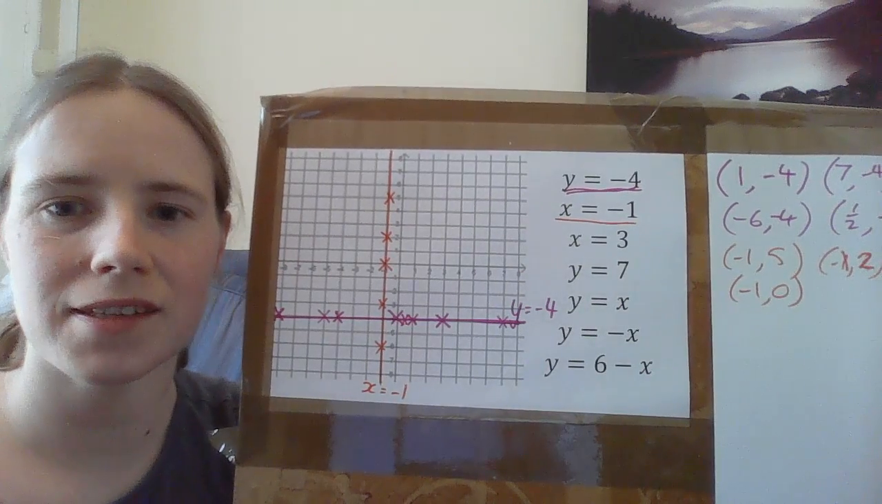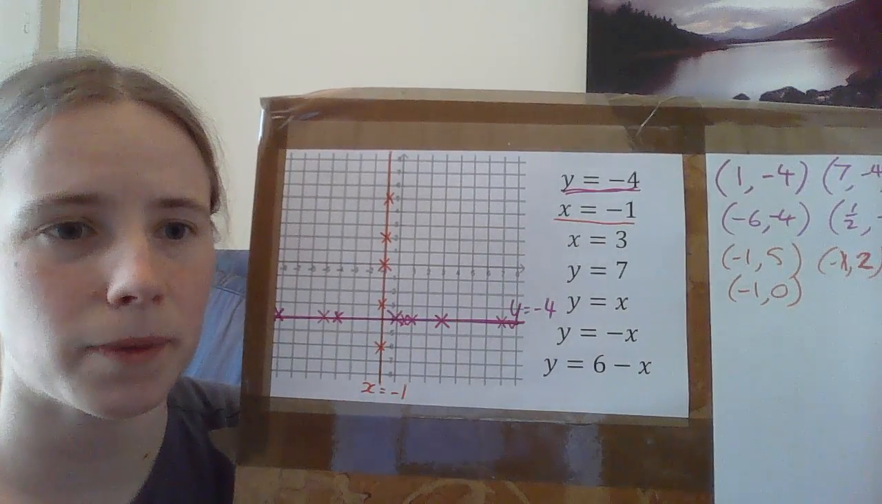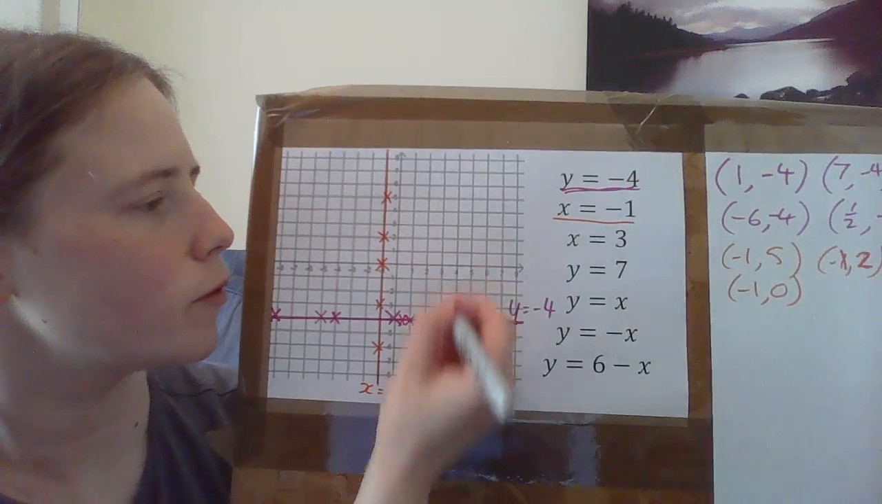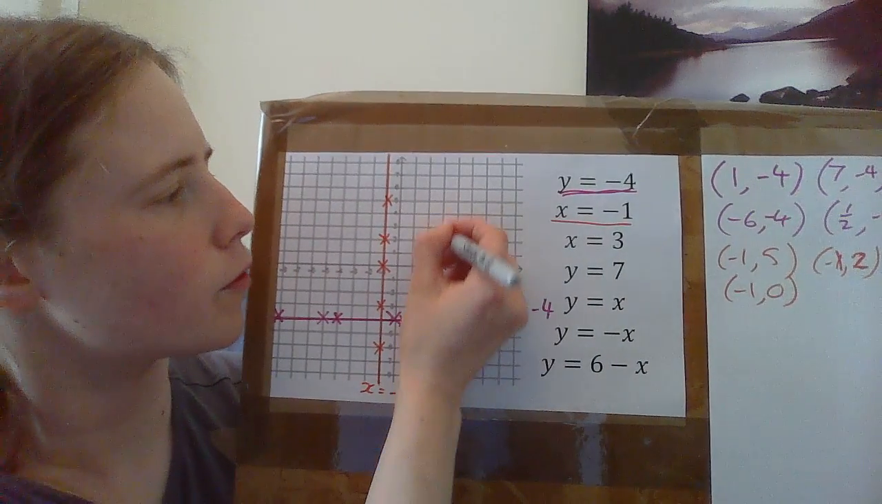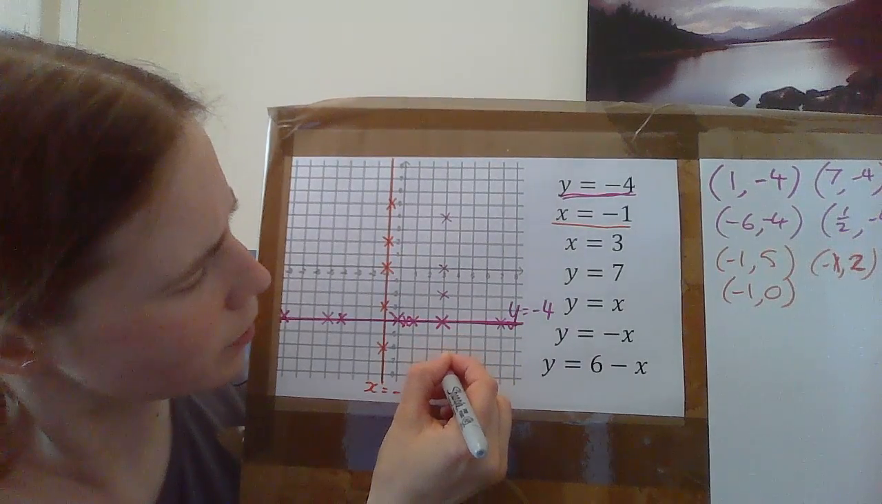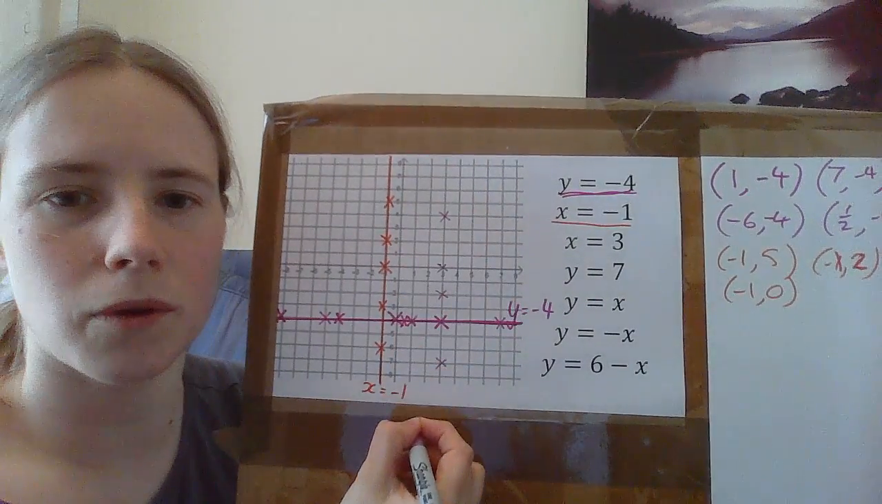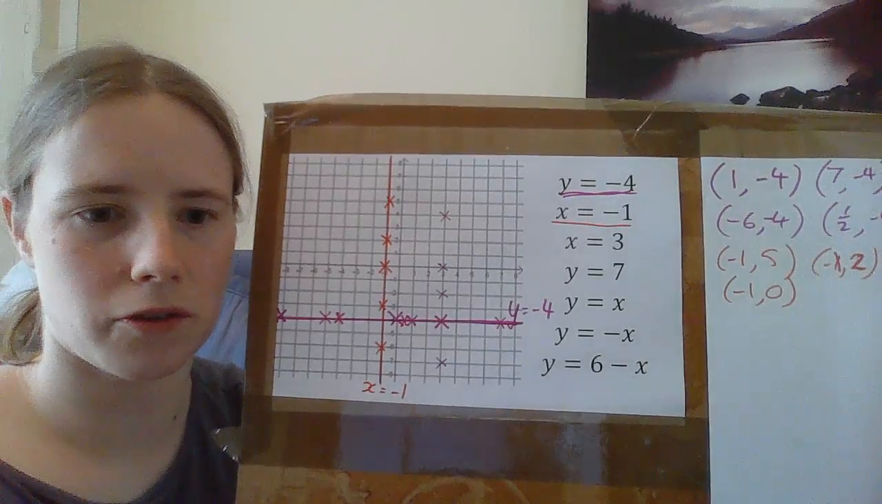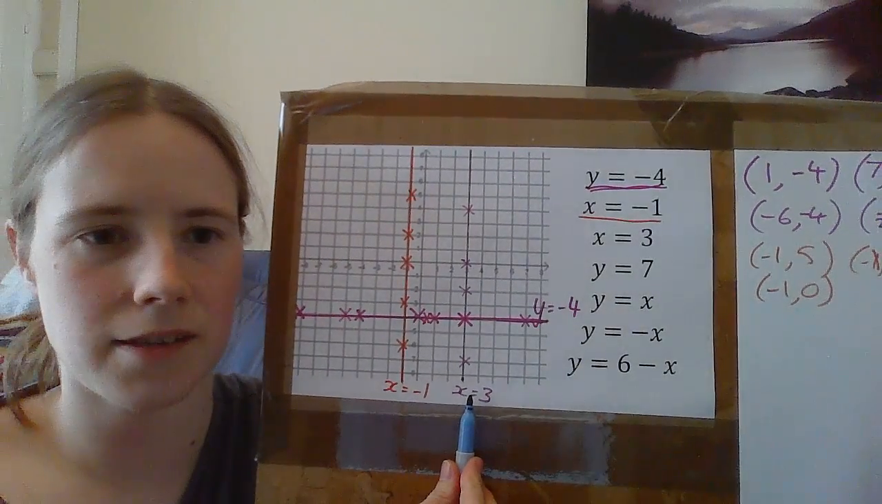Okay, so for x equals 3, we need our x coordinate to be 3. So we could go, for example, for (3, 0), or (3, 4), or (3, -2), or (3, -7). Okay, so we end up with a vertical line going through x equals 3. Okay, so there's our line x equals 3.